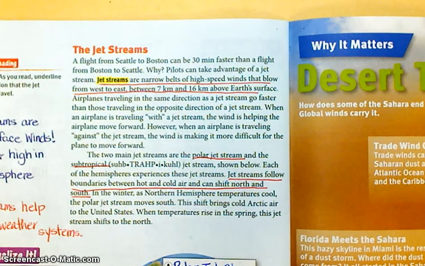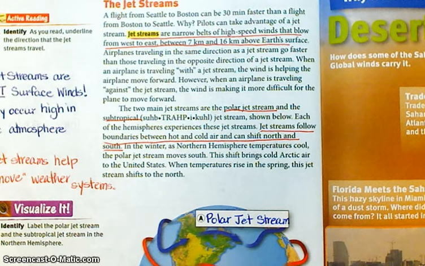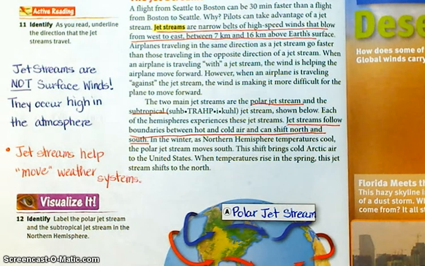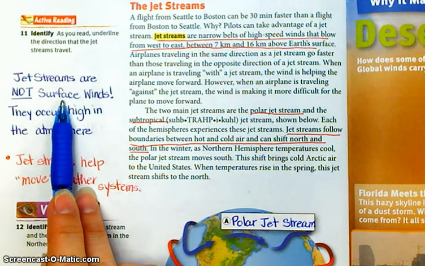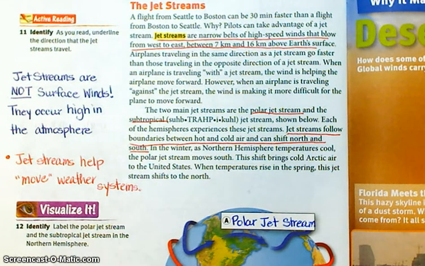The jet streams are narrow belts of high-speed winds that blow from west to east, beginning at about 7 kilometers up in the atmosphere, all the way up to maybe 16 kilometers up. So it's important for you to understand that jet streams are not surface winds. They occur high in the atmosphere. Why do we care about what the jet stream is doing? Because these high-speed bands of wind help to move weather systems around, bring in cold fronts, things like that.